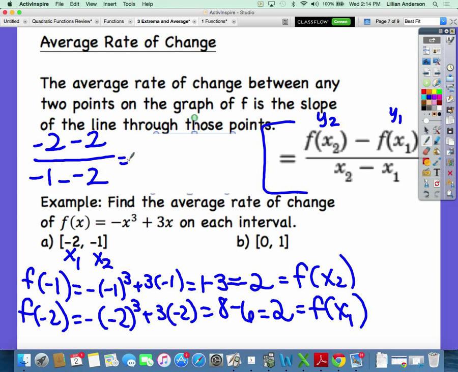What's 2 minus 2? 2 negatives make a? -1 plus 2 is? So this is -4. The average rate of change for this function on the interval -2 to -1 is -4. That means that the slope is negative between these 2 points. And if it's negative, that means from -2 to -1, my function is doing what? It's decreasing. If it was positive, it would be increasing. And if it was 0, it would be what? Constant.